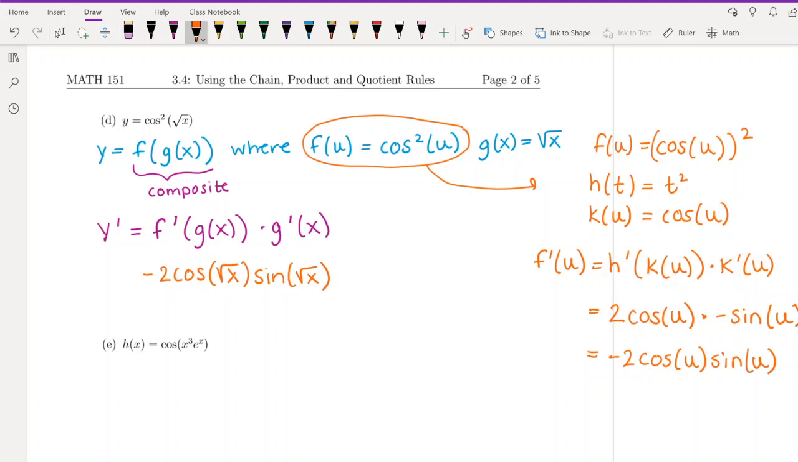Then we want to multiply that with g prime of x. So what was g prime of x? Well, that was just the original inside function. And so the derivative of square root of x is 1 over 2 root x. And so our final answer is going to be, we can rewrite this as, so the 2's are actually going to cancel out. So we'll have negative cosine of square root of x times sine of square root of x, all divided by square root of x.